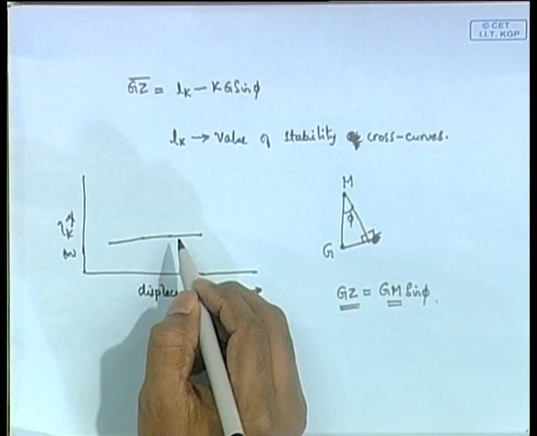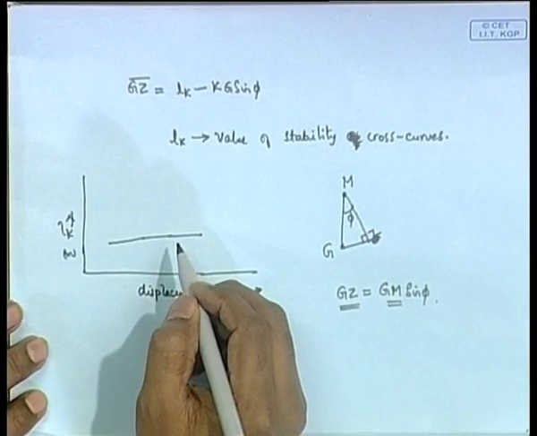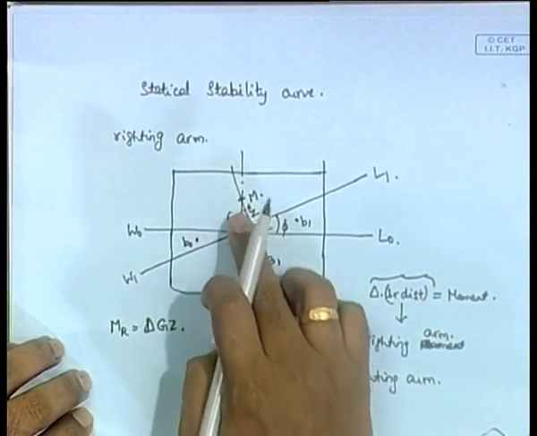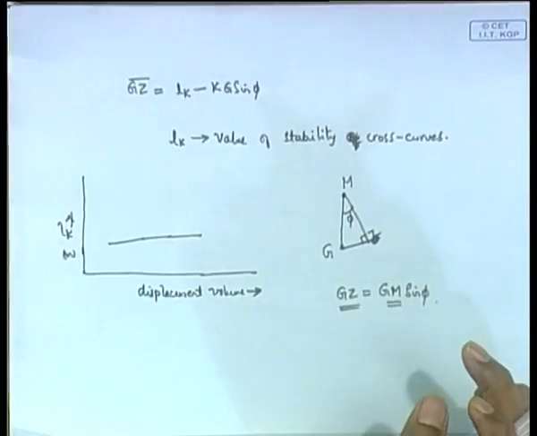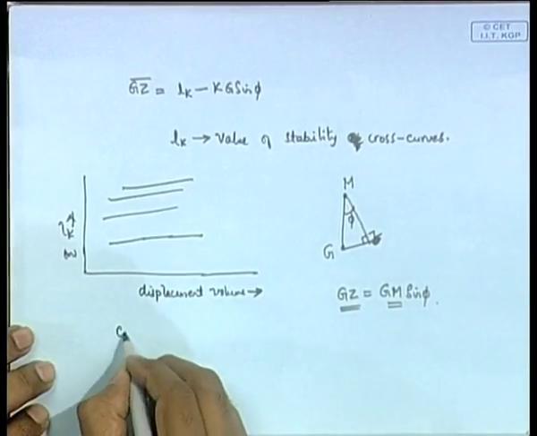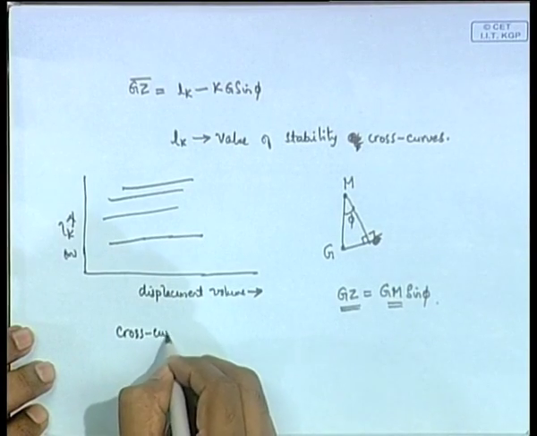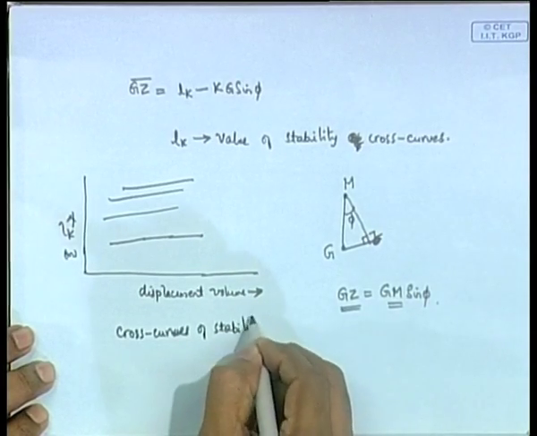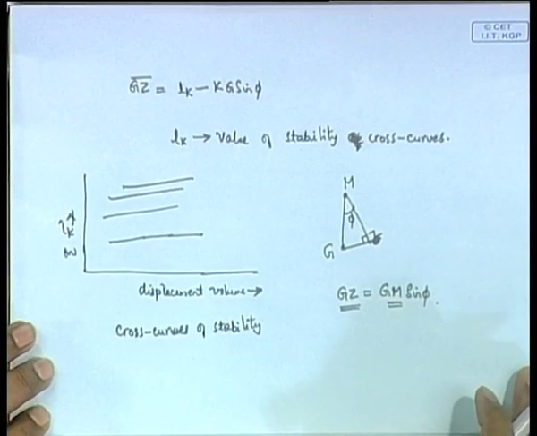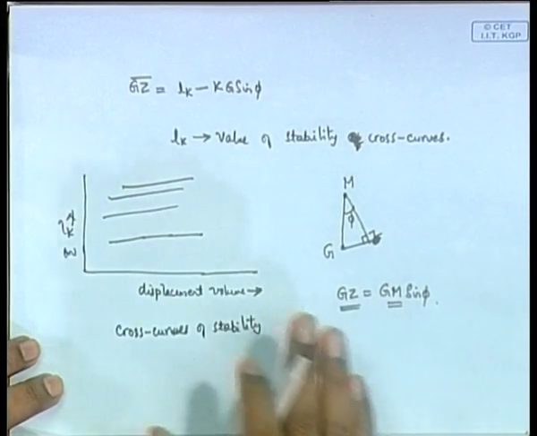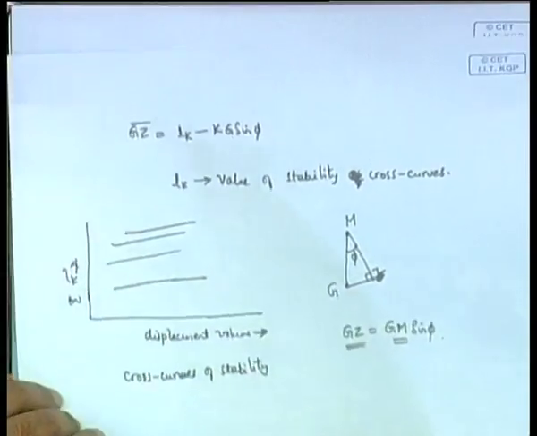Now, actually this Lk, if you look at this figure, will depend upon this angle through which it is healed. So, for different angles of heel you will have different values of Lk. Anyway, you will have different curves. These curves are known as cross curves of stability. Just so that you know, this is not the important part, the important part is what comes next. Just know that this curve is called the cross curves of stability.